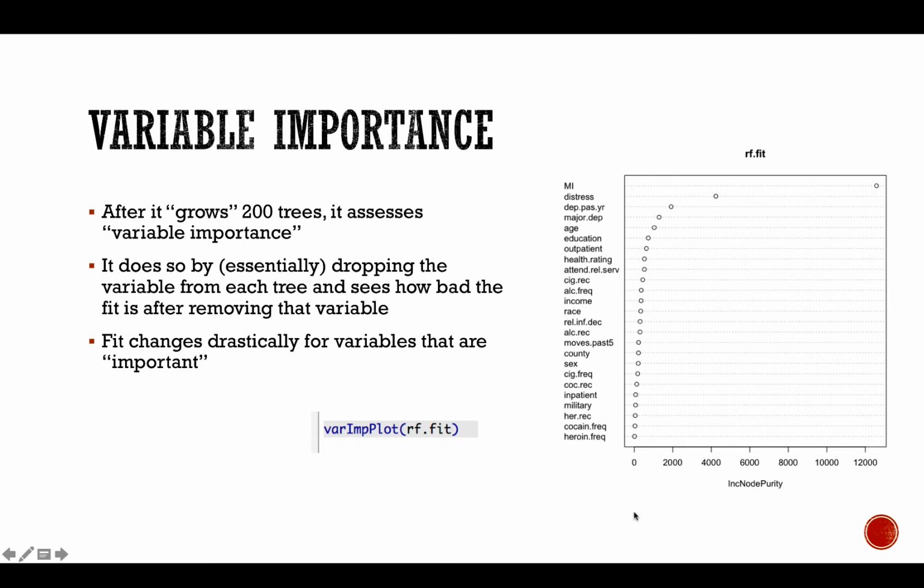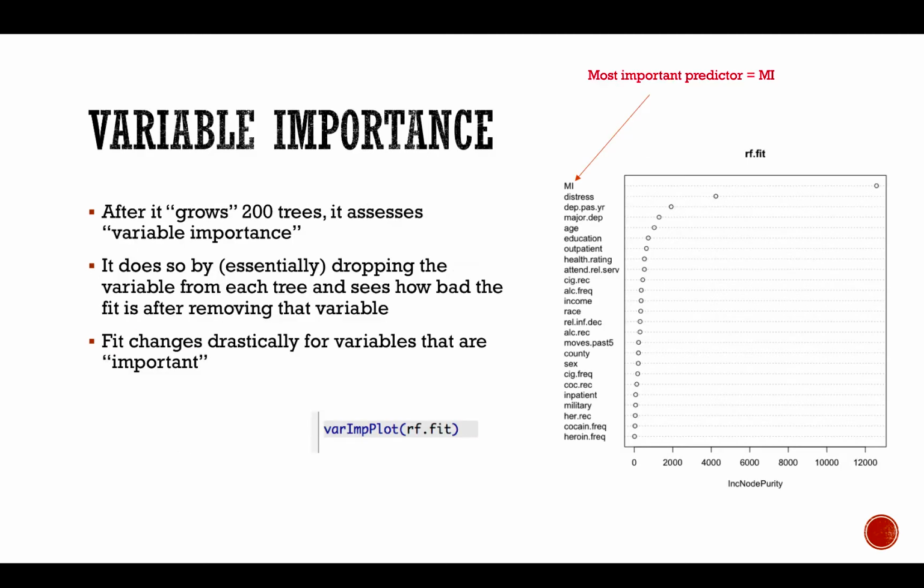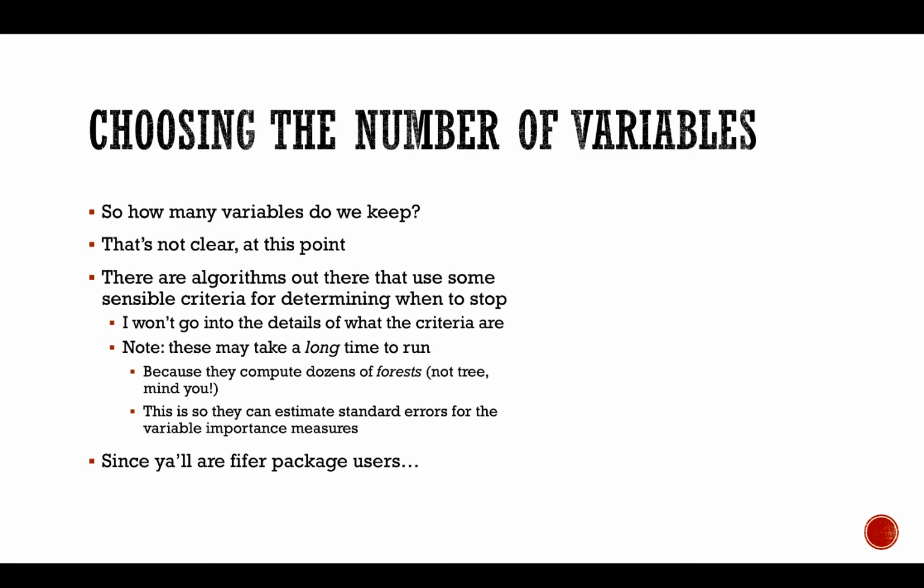So choosing the number of variables. And this is where it gets a little iffy. So you might look at this plot and say, all right, so how many do I include? Well, not really an easy answer to that question. There are algorithms out there that use some sensible criteria for determining when to stop. I'm not going to go into the details here. I'd be happy to give you the reference to the paper that I use for doing this.